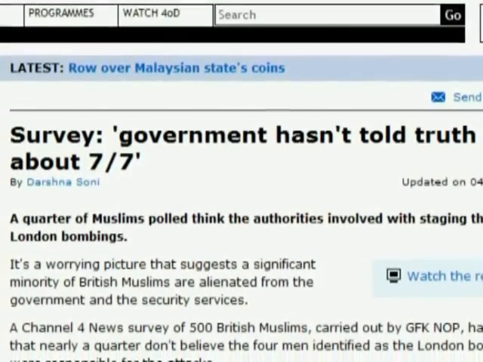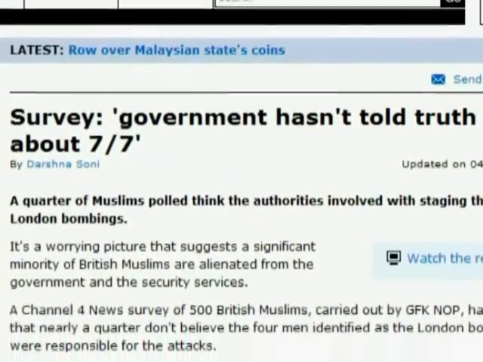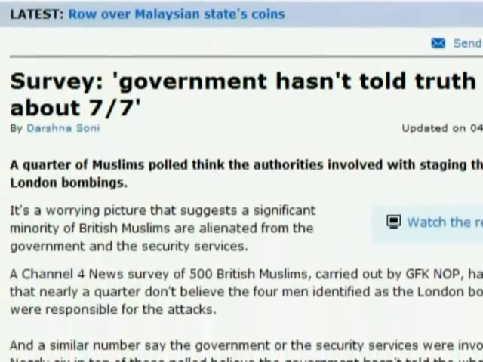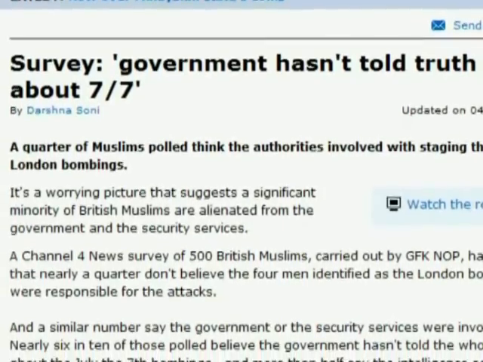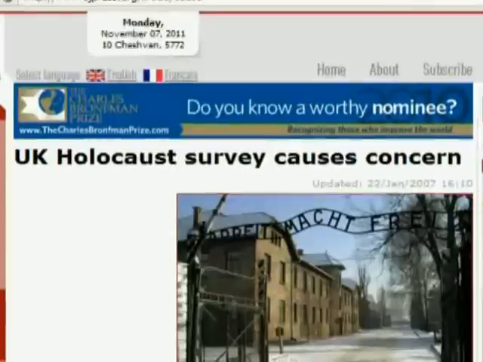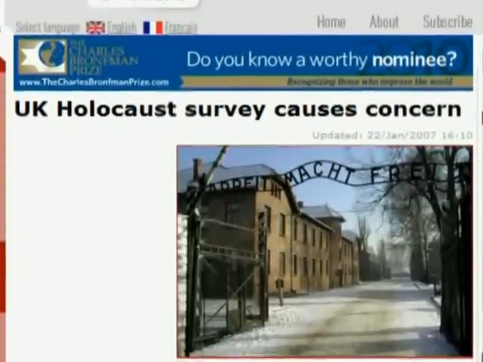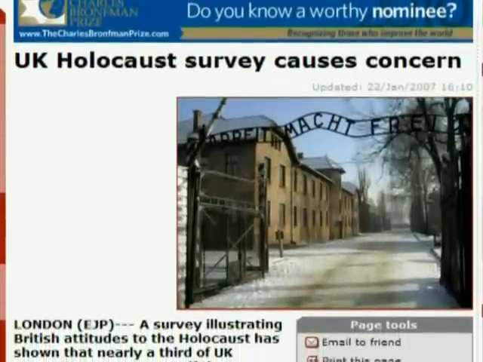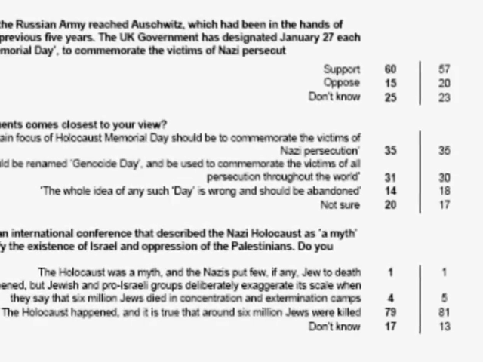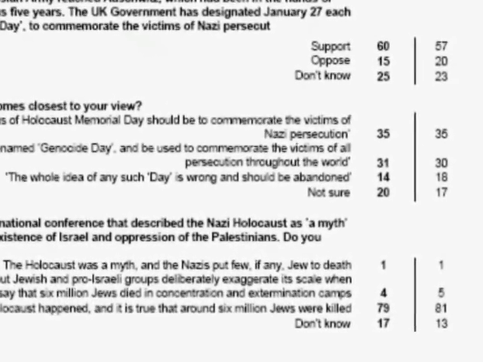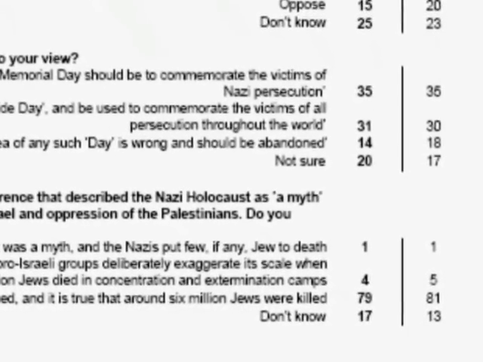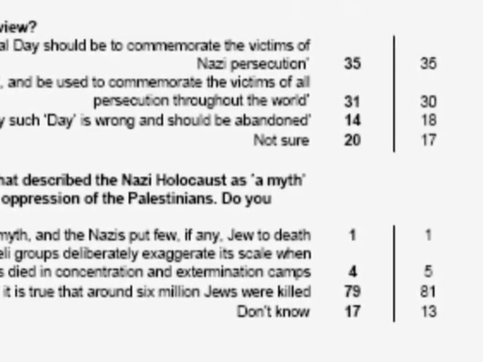In 2007, a survey of British Muslims revealed that 52% believe that the British security services have made up evidence to convict terrorist suspects, and 24% believe the four men identified as the July 7th bombers were not actually responsible for the attacks. Also in 2007, a poll by the European Jewish Press claimed a third of UK youngsters are not sure if the Holocaust was a myth. And another poll in 2007 on the same subject concluded that 1% of British respondents believe the Holocaust never happened, 4% believe that Jewish and pro-Israeli groups have deliberately exaggerated its scale, and 17% don't know whether it was exaggerated or fabricated.